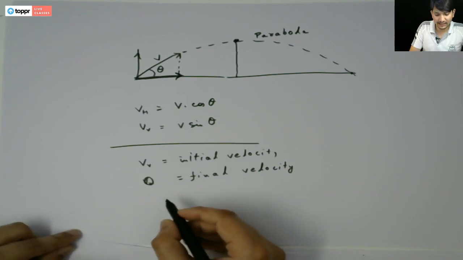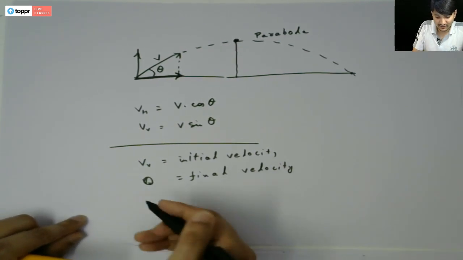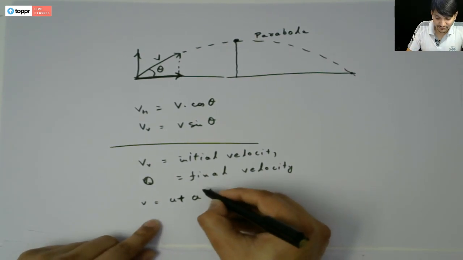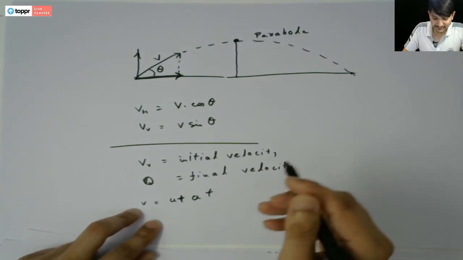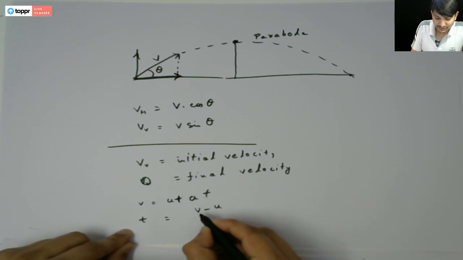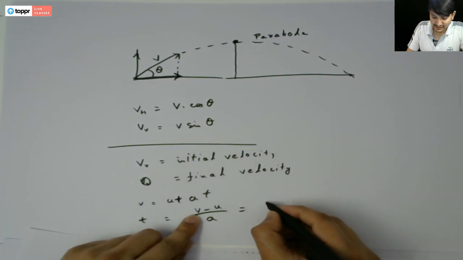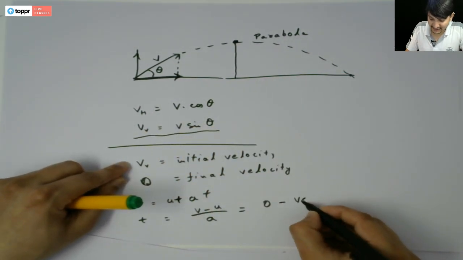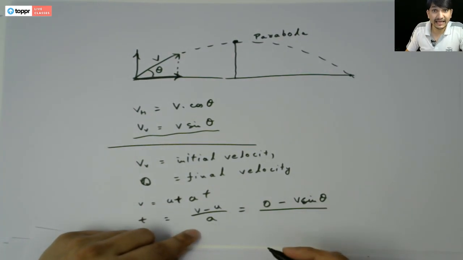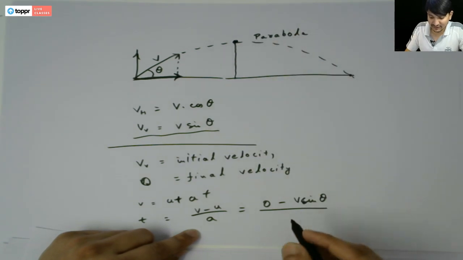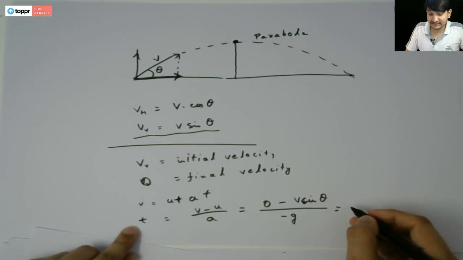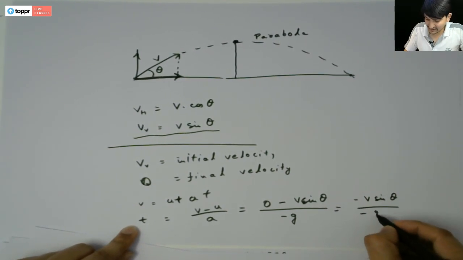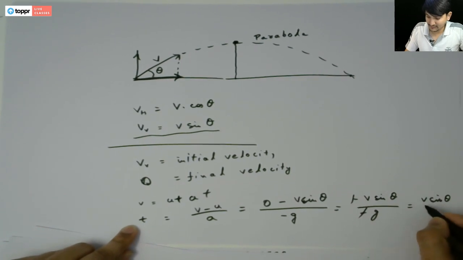So applying the kinematics formula, v equals u plus at, we are going to find the time at which it will reach the maximum height. So t equals v minus u by a. What is v? 0. What is u? The vertical velocity, that is v sin theta. And what is a? A is acceleration which is acting downward. By convention we will take it as minus g. So the time taken in reaching the highest point will be minus v sin theta by minus g, or v sin theta by g.